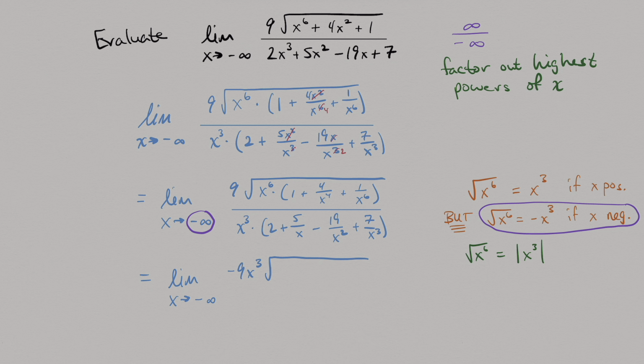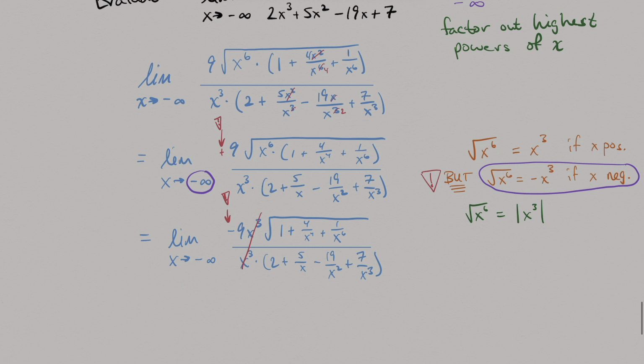So we have the limit as x goes to negative infinity of negative 9x cubed times 1 plus 4 over x to the 4th plus 1 over x to the 6th, all of that divided by x cubed times 2 plus 5 over x minus 19 over x squared plus 7 over x cubed. The x cubes cancel, and let's just remember here that this was positive, this is now negative. That is a non-trivial issue that has surfaced in this example.